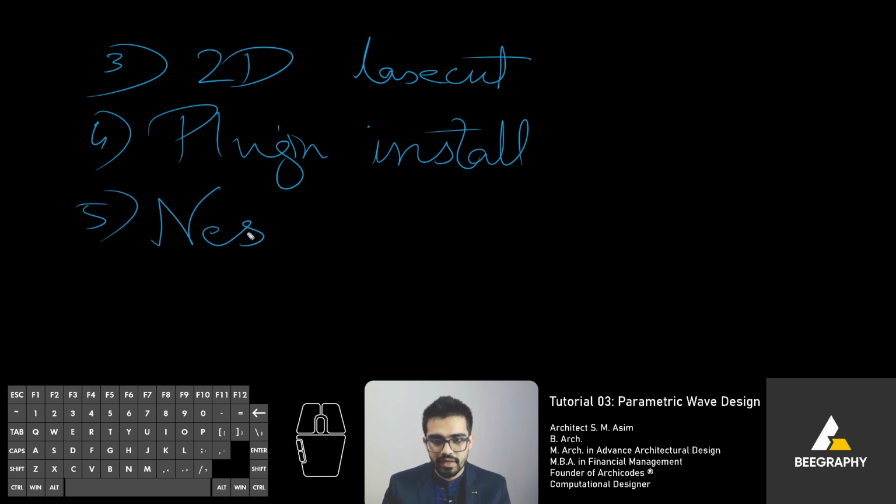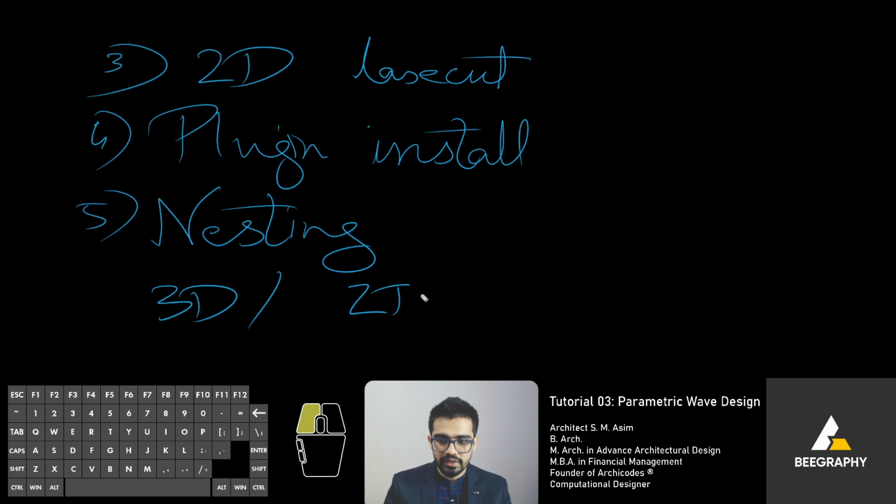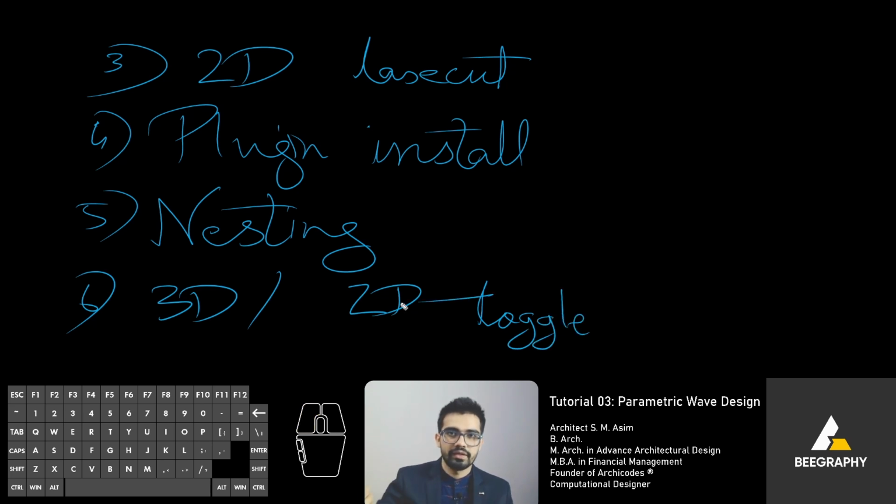We'll look at what nesting does, and we'll get the final outcome, which is the 3D as well as 2D laser cut file. But then I'll also show you how to create the 3D 2D toggle that you can flip and then remove the 3D image and just keep the 2D drawings. And if you flip the toggle again, you'll get back the 3D model and remove the drawings from the viewport.